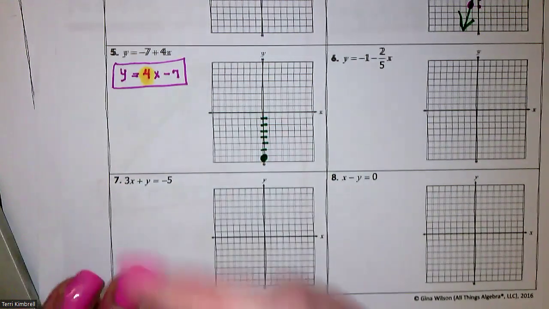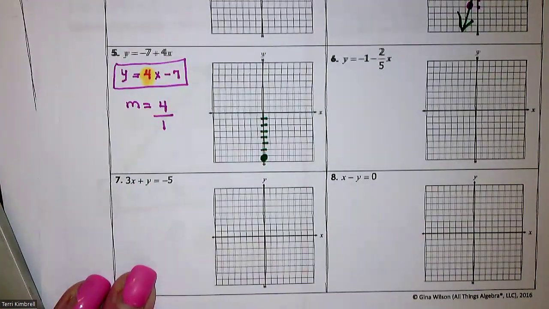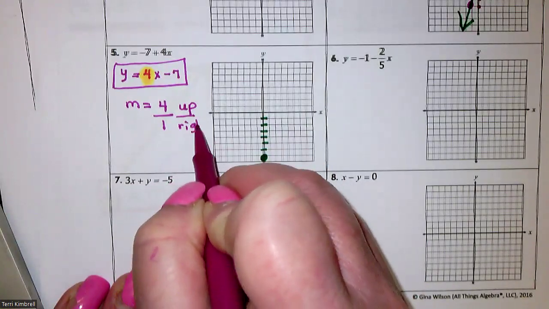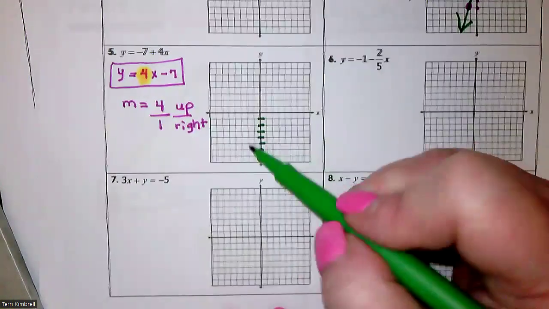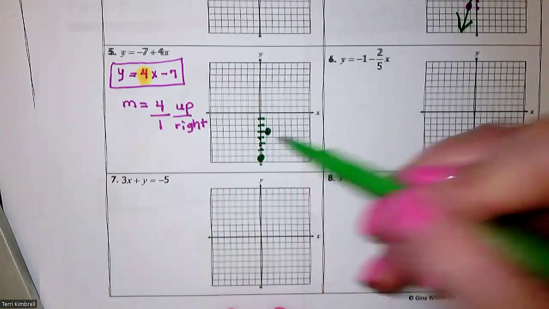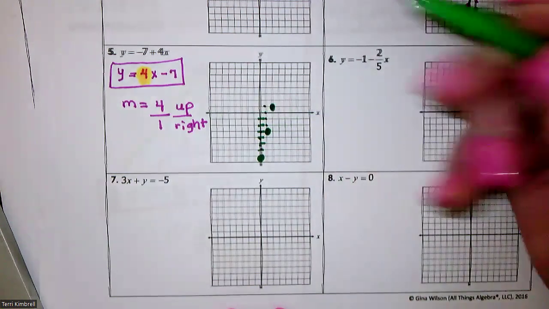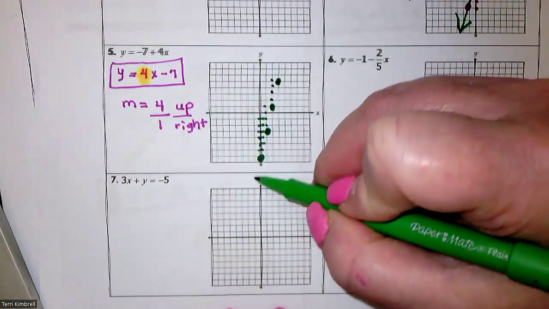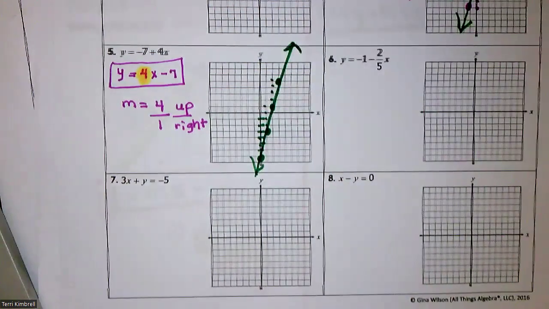Now the slope is a 4. We're going to put a 1 under it to make it a fraction. So I'm going to go up 4 units and right 1 unit. So we'll go up 1, 2, 3, 4, right 1. And I'm going to continue 1, 2, 3, 4, right 1. And you can continue as much as you want. 1, 2, 3, 4, right 1. I would suggest to put at least 3 points so it'll help you draw your line.